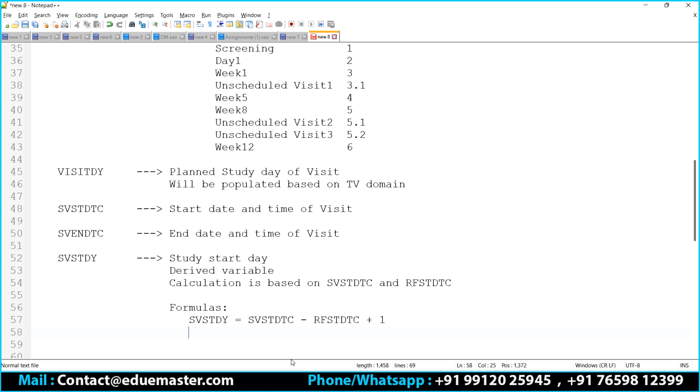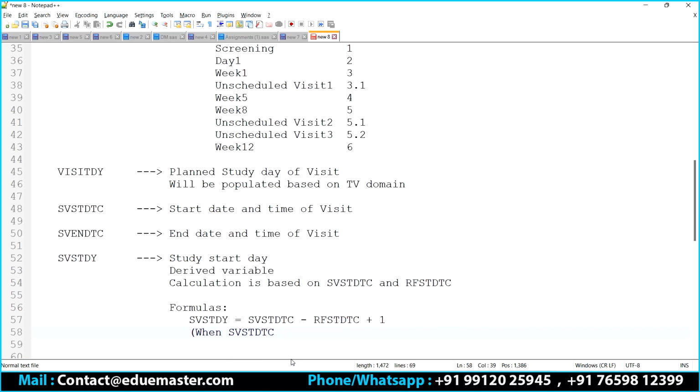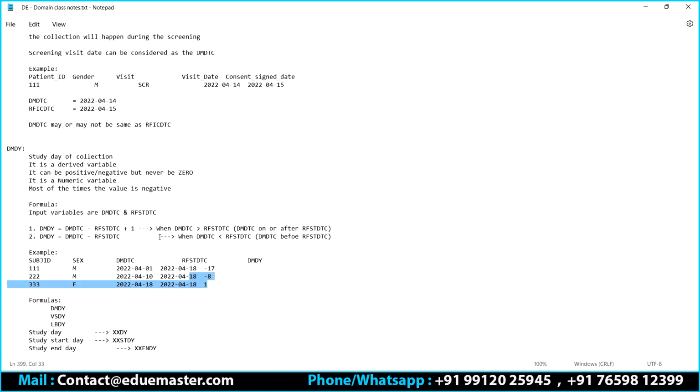Yeah. This is going to be your screening. Your subject visit is earlier, your subject visit is before. Maybe I can write it like this: when SVSDTTC is on or after your treatment. You remember this particular one, guys? We have similar stuff which we also discussed here.